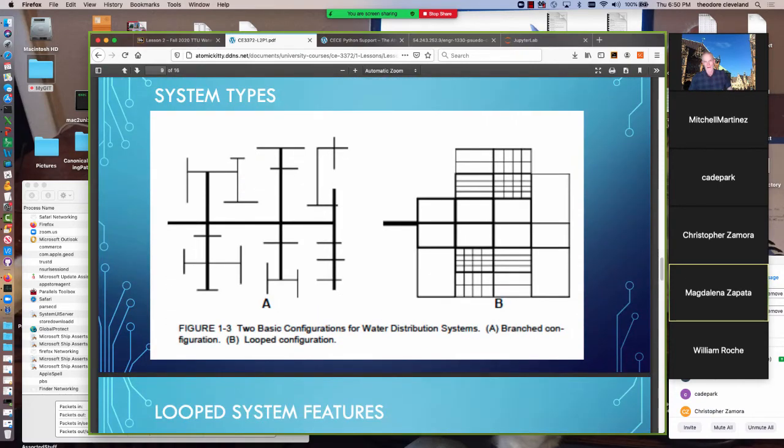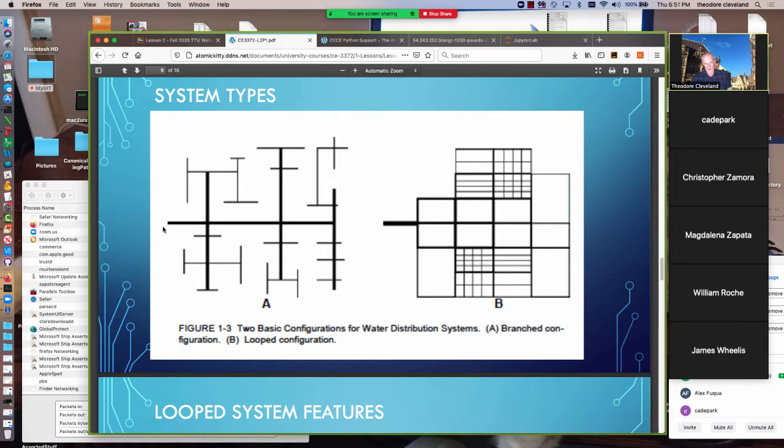And all that leads to just a handful of system morphologies. These are the two basic configurations for water distribution systems. This particular figure is taken from a National Academy of Sciences document whose title I can't remember, and I'm not sure if I have it linked on the server or not. But the picture on the left is called a branch configuration, and it gets that name from its obvious appearance. It kind of looks like a tree, a very strange tree.